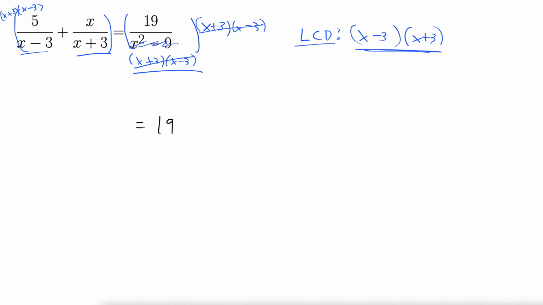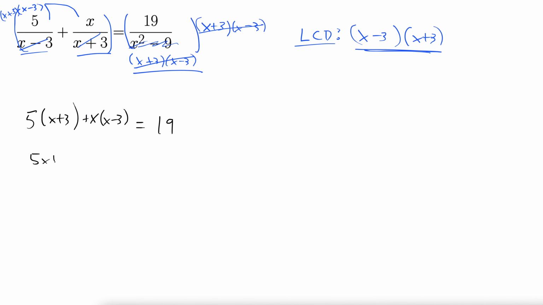On the left side, we distribute this x plus 3, x minus 3 through to both these terms. On the first term, the x minus 3's are going to cancel, right? Leaving us with 5 times x plus 3. On the second one, the x plus 3's will cancel. That leaves us with x times x minus 3. And now all of our denominators have vanished, and we just need to solve this equation. So let's see what this brings us.